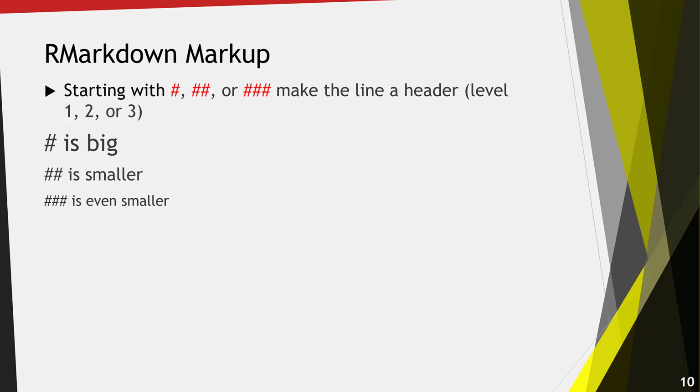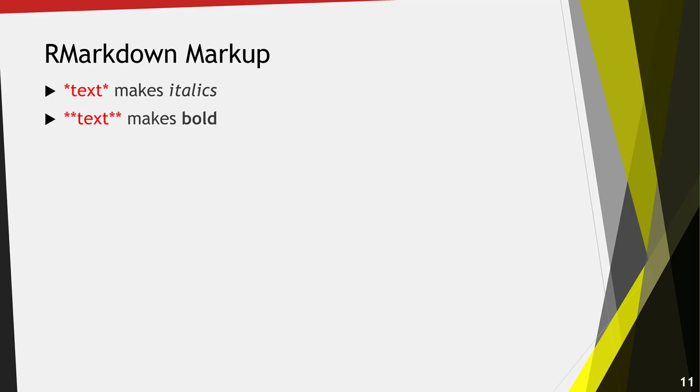Using 3 in a row will make a third level header, and so on. Placing text between asterisks makes it italics, and placing text between paired sets of 2 asterisks makes it bold.